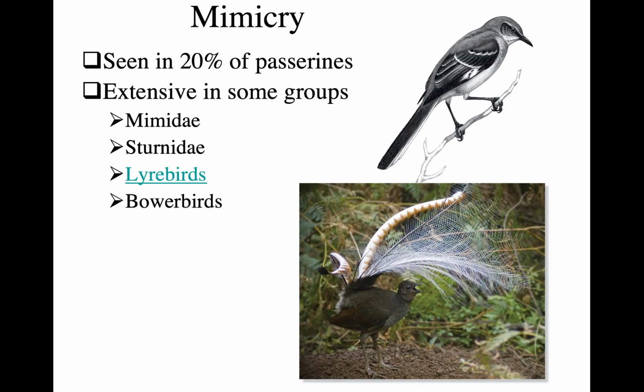To talk a little bit more about mimicry, it's seen in about 20% of passerines. It's very extensive in some groups, so for example the Mimidae, which includes the gray catbird, the northern mockingbird, and the brown thrasher. The Sturnidae, the European starlings, are also very good mimics. In fact, I had a friend that had a starling as a pet, and it sounded just like him.